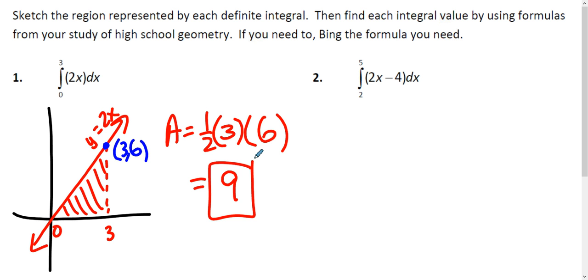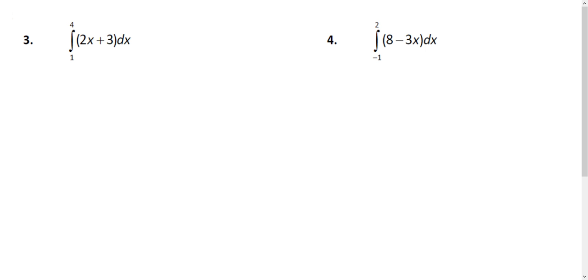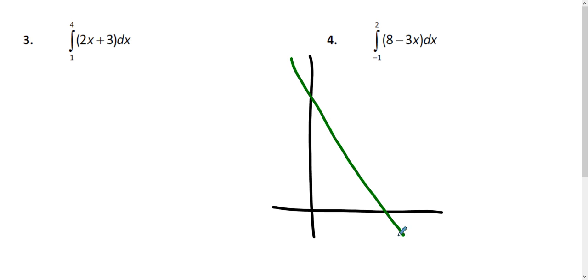You have to recognize that this is the function we're graphing. We're finding the area bounded by that function and the x-axis on the interval they gave us. That's a shape whose area we know, and we can find the area of that shape. Similarly, that area is 9. Number 3 or 4, heck, this time I'll do 4. 8 minus 3x looks like this.